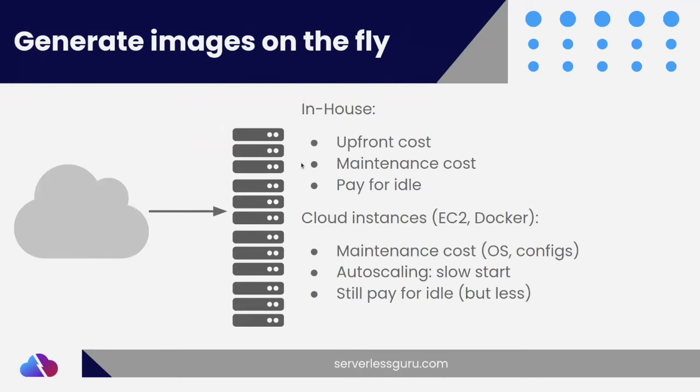So for that, we can generate images on the fly. You could do that in-house, so on your server rack inside your basement. You have the upfront cost, you have maintenance cost, and worst of all, you pay for idle. So you'll pay the electrical bill, the aircon bill, the people's salaries for something that is perhaps not used, perhaps 2 days in a week. And so you could move to cloud instances, EC2, Docker.